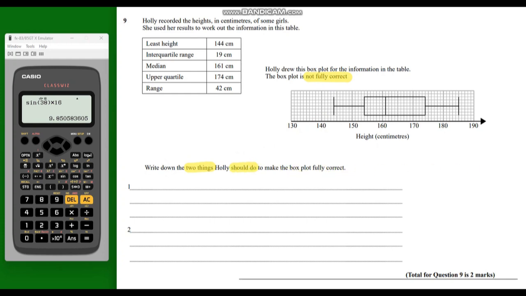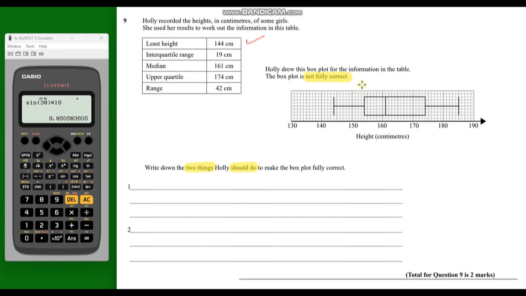Okay, so we're not just looking at what's wrong, we'll have to write down what she should do to make it correct. So let's go through each of these rows. So the least height is 144. That's this point here. So that looks right because that's 140. So 141, 142, 143, 144. So that's definitely right. Interquartile range, 19 centimetres.